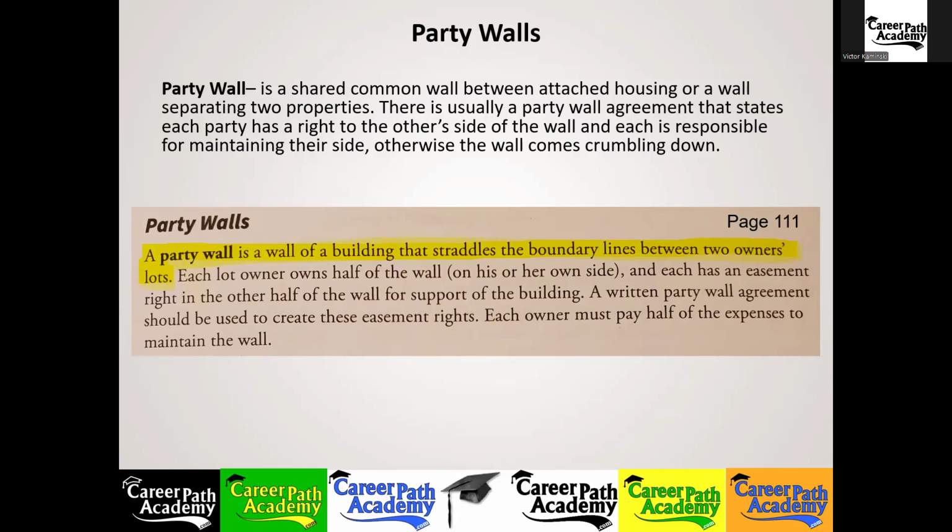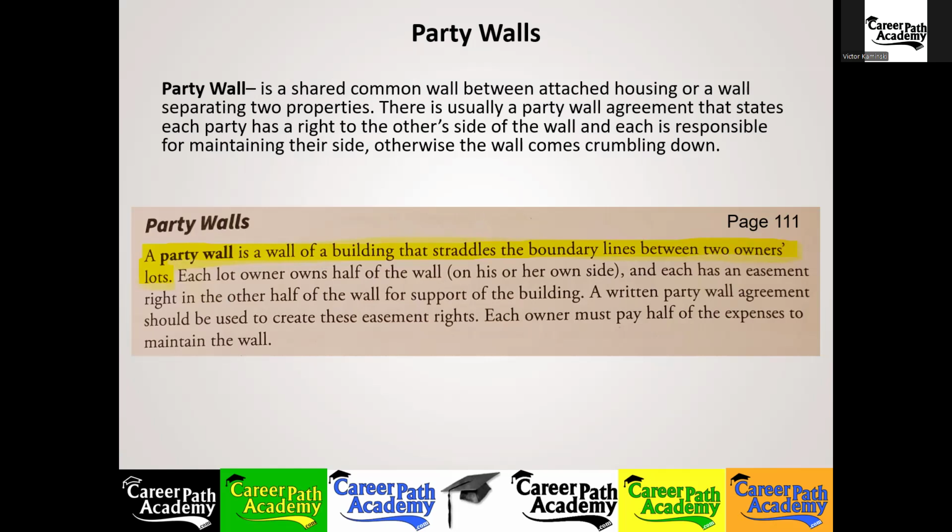But it could also be like in medieval times, it was a wall made out of stone that separated the boundary lines of two properties, two lots, okay? So it could be a wall in a house where you got multiple units attached to each other, or it can be a fence between two properties. So that's what a party wall is. Party wall of a building that straddles the boundary lines between two owners' lots. That's what a party wall is.